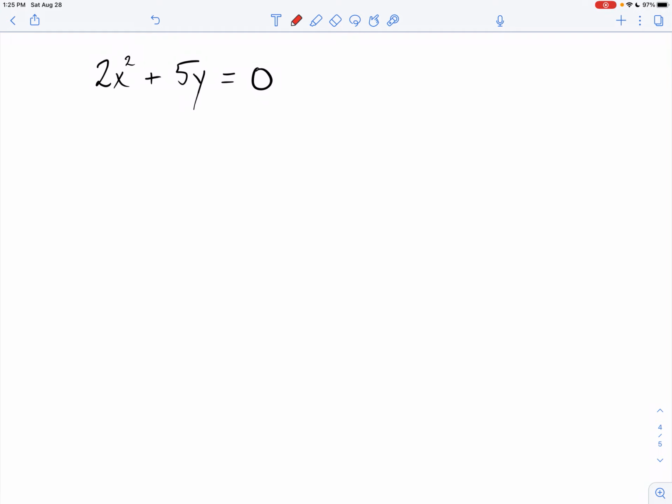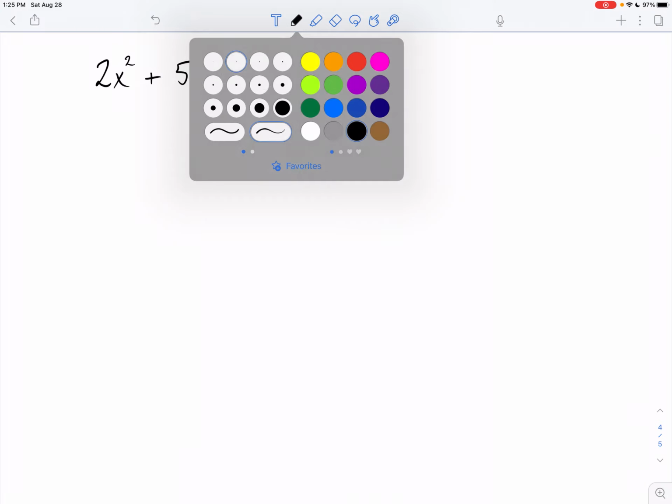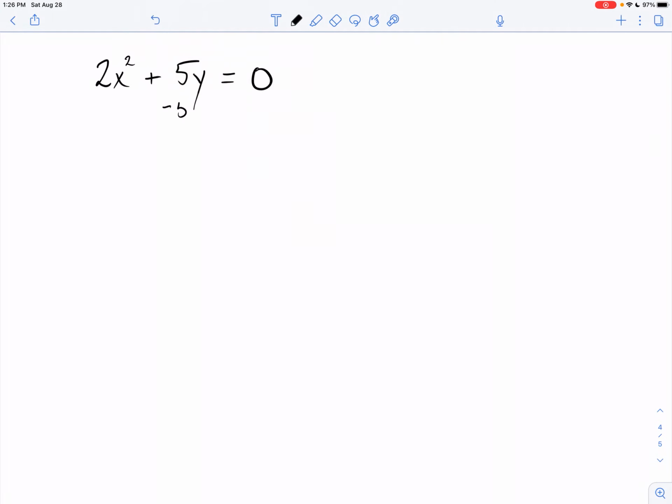But I got to tell you right now, this particular parabola is going to open down. How do you know that? Well, I know that the x squared piece is not by itself yet. So my first step is I got to get it by itself. So I'm going to move this over. I'm going to take it away, take it away, take it away now. That's gone. And I get 2x squared equals negative 5y.